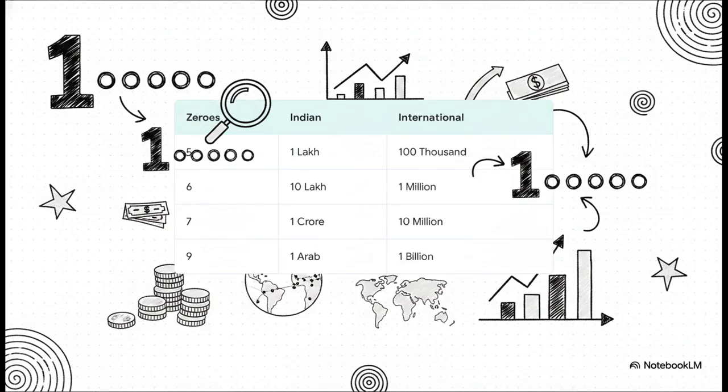A 1 followed by 5 zeros is 1 lakh in the Indian system, which is exactly the same as 100,000 internationally. Pop another 0 on there, making it 6 zeros, and you've got 10 lakhs, or what the rest of the world calls 1 million. Jump all the way down to 9 zeros, and you hit 1 Arab in the Indian system. Internationally, that's the famous 1 billion mark. Putting them side by side like this totally clears up the confusion you get when watching global financial news, right?